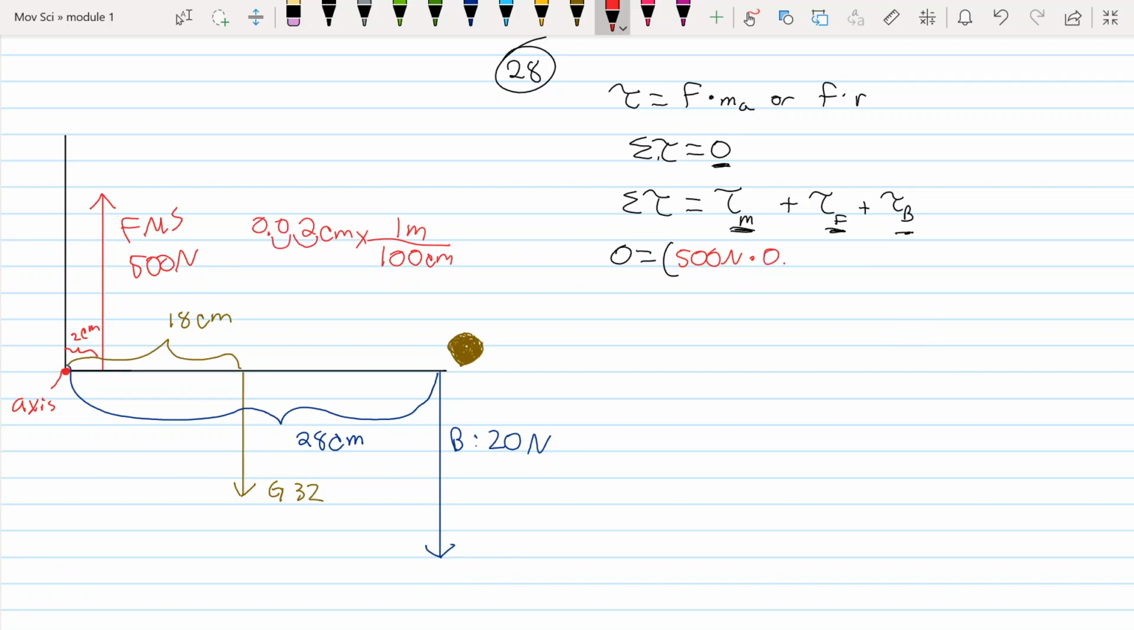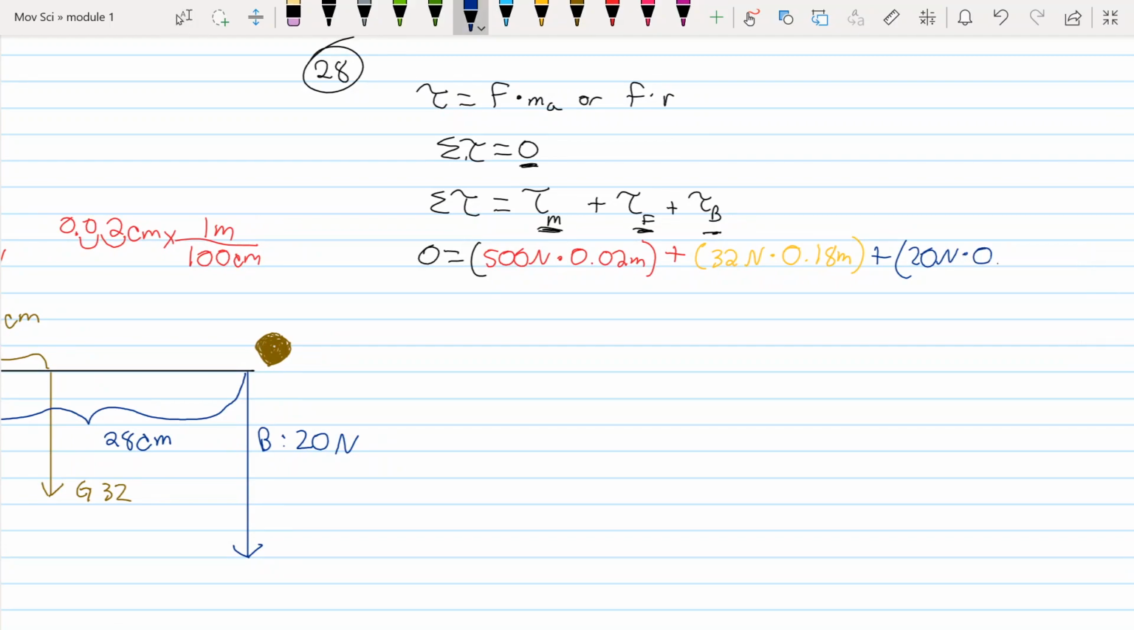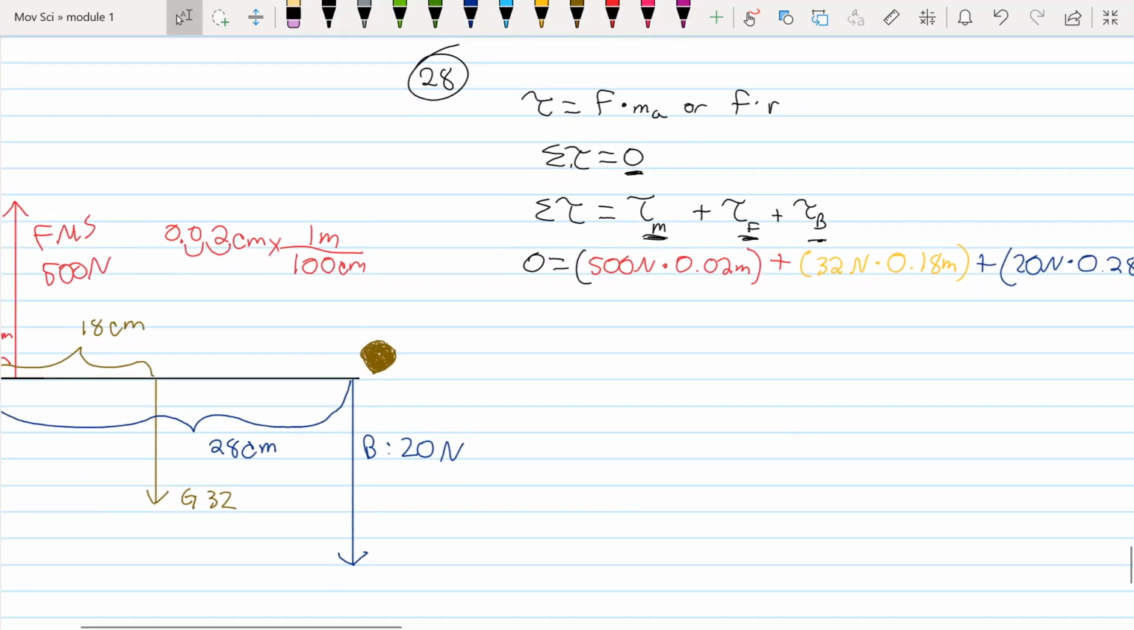So it's going to be 0.02 meters, plus the torque of our forearm, which is 32 newtons times 0.18 meters, plus the torque of the ball, so it's 20 newtons times 0.28 meters. Okay, now then, with this 32 newton, it is going in the downward direction.